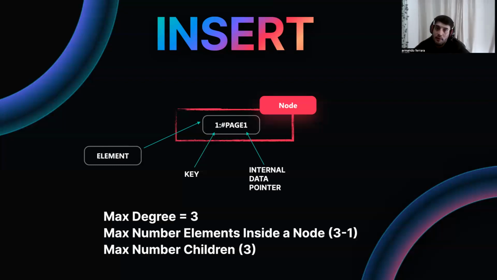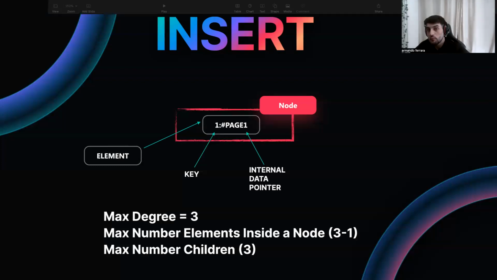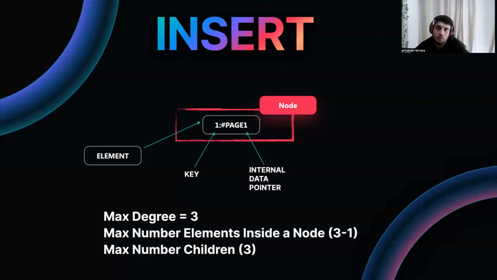You can index based on different elements, but let's assume now we are indexing based on the primary key. And you choose a maximum degree, which in our example is 3. Usually you don't have to do that. It's the underlying database that does it for you. And what does it mean, 3?